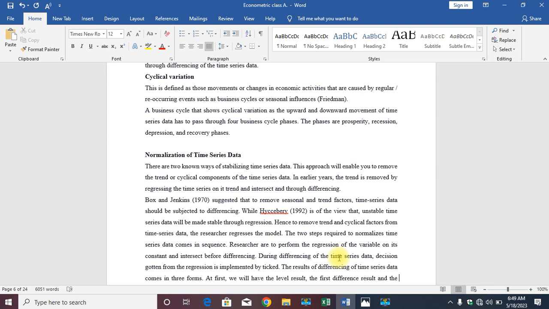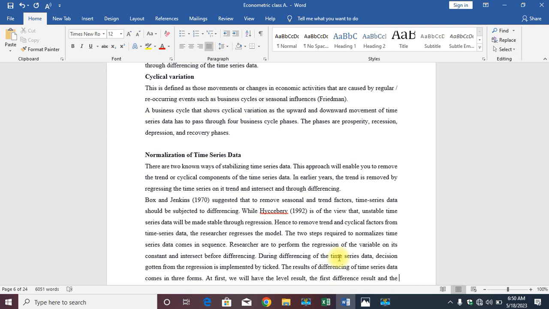According to Hisebri in 1992, stochastic time series data will always be normalized through regression, whereas Box and Jenkins in 1970 had initially recommended that time series data should be differenced to normalize them. So relying on these two instruments of regression and differencing, we are going to subject time series data to this pre-estimation test before they will be used for any meaningful unit root test.